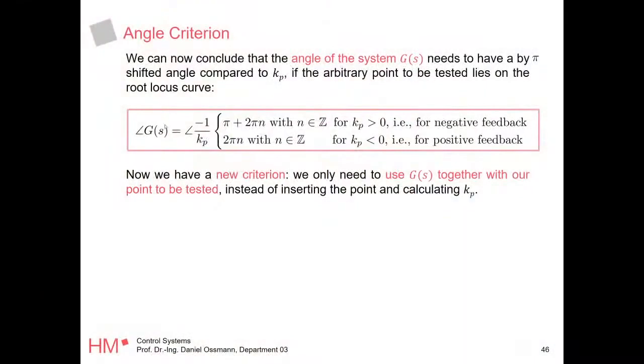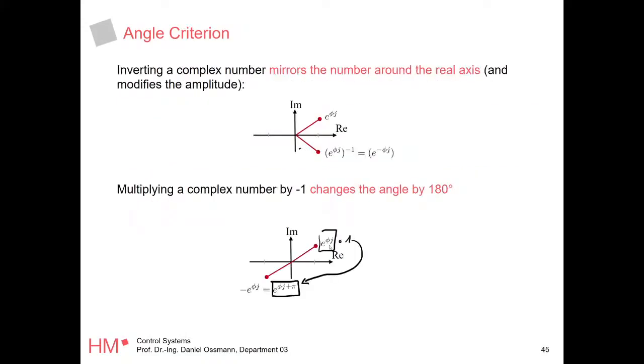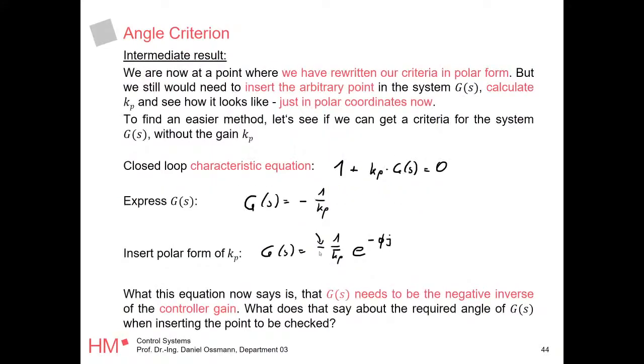So we have now a criterion on the angle of G of S, and this needs to be simply 180 degrees plus, again, if you turn it by 360 around, it needs to be 180 degrees for negative feedback, and it needs to be 0 or 360 and so on for positive feedback. So the only thing that changed here is 180 degrees. Why did that change? Well, because we did an inversion, right? Sorry, not the inversion. The inversion doesn't change anything. We have this multiplication by -1 here, which is exactly here.